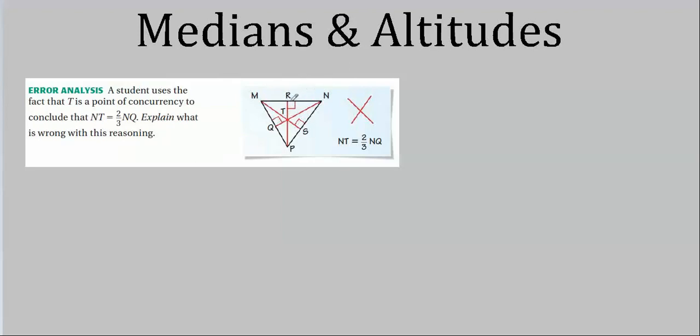This perpendicular, this little right angle symbol, helps tell you that this is an altitude. Remember, the altitude goes from the vertex to the other side on a perpendicular line, whereas the median goes from the vertex to the midpoint of the other side. So he just confused the two. He used a property of medians and applied that to altitudes. You can't do that.